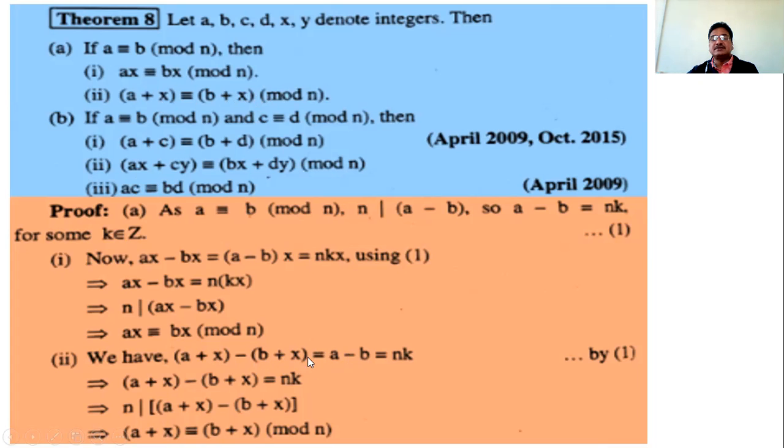So consider A plus X minus B plus X, and then after the effect of this minus, plus x and minus x becomes 0. So we have a minus b. And the value of a minus b by assumption is what? Nk, where k is an integer. And therefore, a plus x minus b plus x is expressed in the form n into some integer.